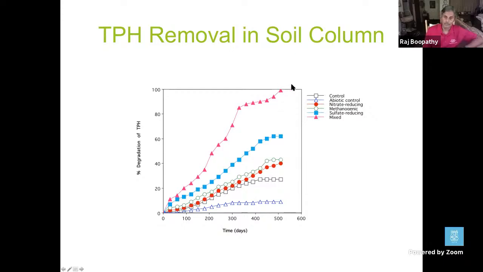You can see mixed electron acceptor worked better in the soil column than in the slurry, but the operation was almost 550 days, compared to 120 days in the slurry reactor. So the carbon removal was really good in the mixed electron acceptor condition. Then it went down for the sulfate and nitrate reducing conditions.